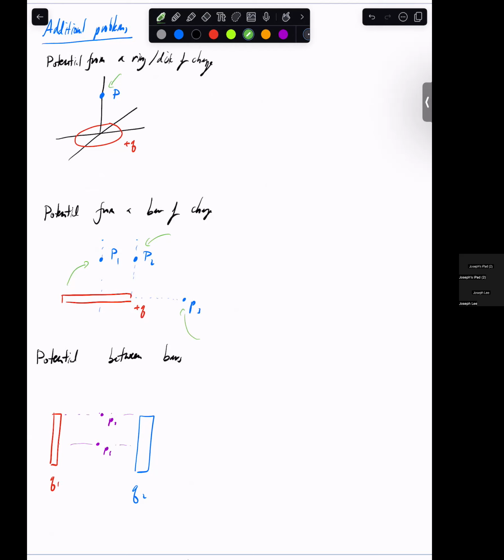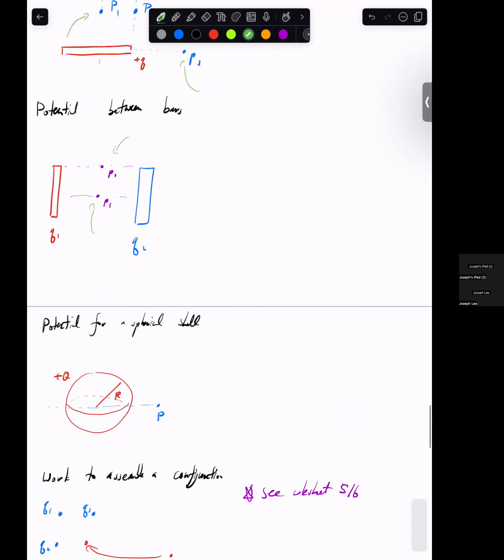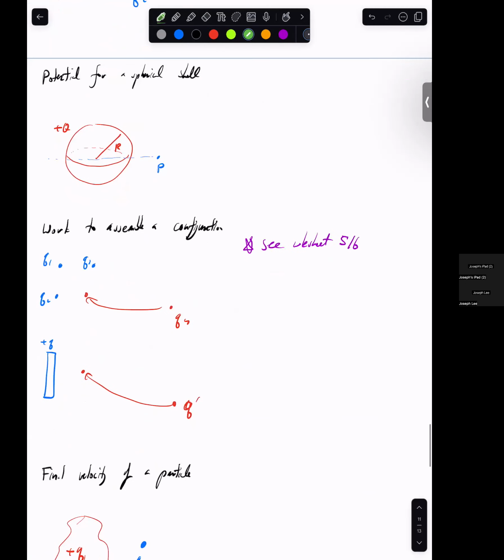What if we had 2 bars or multiple bars? What is the potential here? What is the potential here? Superposition also works in a lot of these cases, so you could add as many things as you want and complicate the electric field. The last Gauss's law case you might remember is that of the spherical shell. So you have a charged thing with density rho. What is the potential out here?